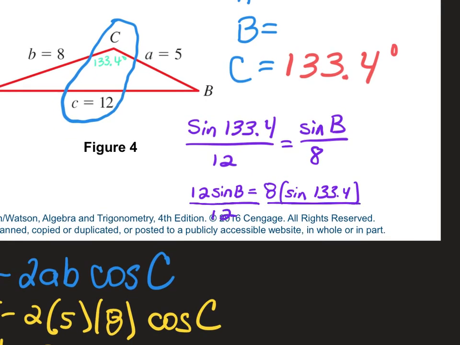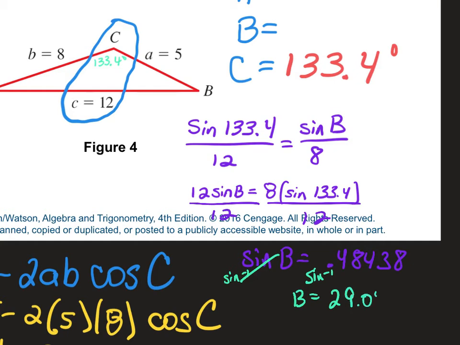Divide both sides by 12. And in my calculator, I get that the sine of B is 8 times the sine of 133.4 divided by 12, 0.48438. And again, I don't want the sine, I want the actual angle measure. So I'm going to hit sine negative 1 in my calculator. And I get that angle B is 28.97. So we'll say 29.0.